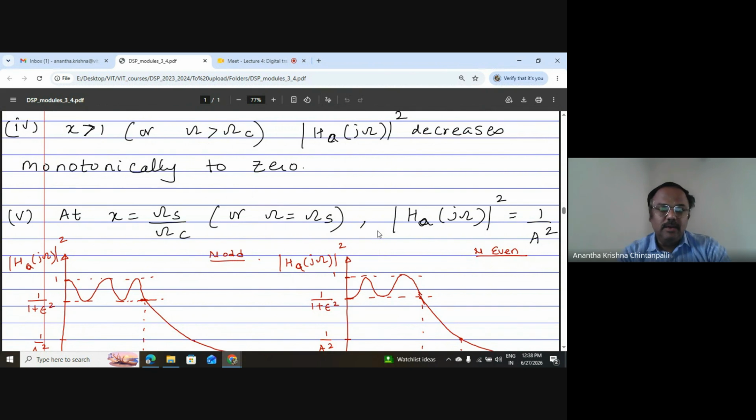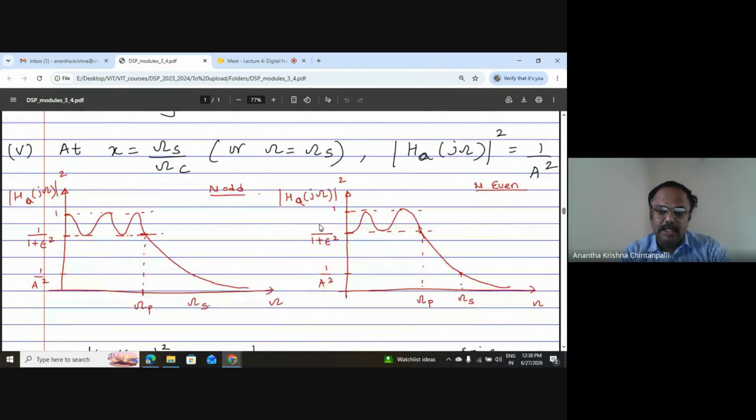At omega equal to omega c, we do not have any constraint. So what we do is we say that this magnitude square is nothing but 1 over a square. This is a very important conceptual difference between when the filter order is odd and when the filter order is even. First thing is that we are looking at a magnitude square response as a function of omega, and here also the magnitude square response.